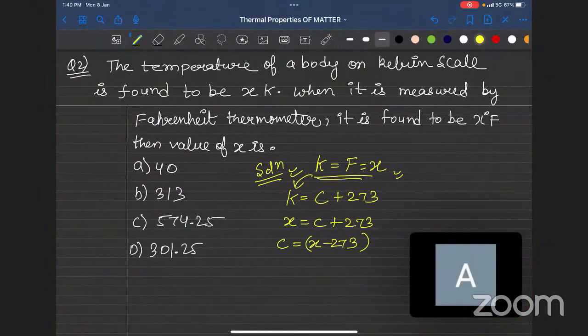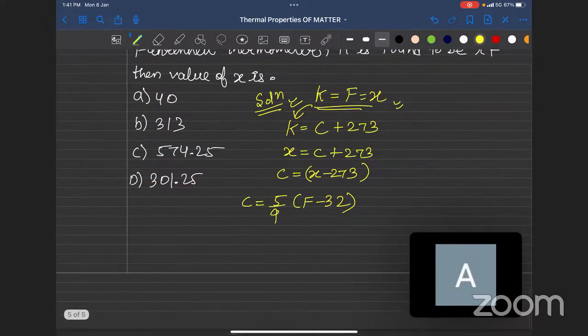Okay, so now let us solve this equation. So C is equal to 5 by 9 (F minus 32). Okay. Now if we see C is equal to, from this equation, if we need to solve it, this comes out to be, okay, let me do a little bit. X minus 273, equals 5 by 9, X minus 32.